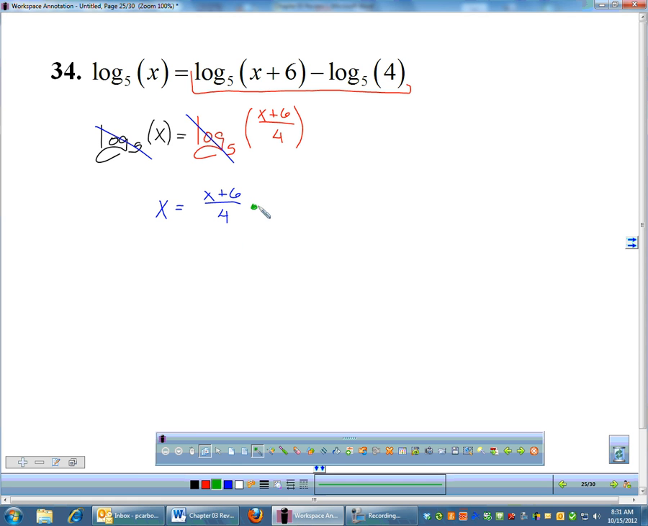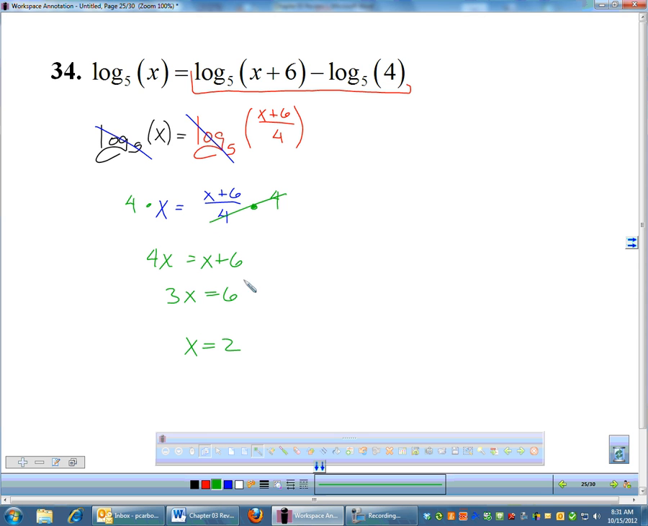I hate fractions, so I'm going to multiply to get rid of that fraction. Multiply by 4. Over here they cancel. 4x equals x plus 6. Subtract x, you get 3x equals 6, and x equals 2. And I think that'll work, but we just have to plug in to make sure we don't get anything goofy.